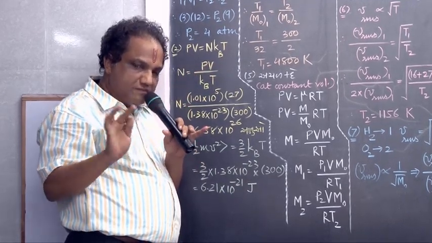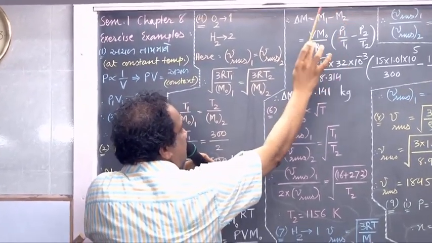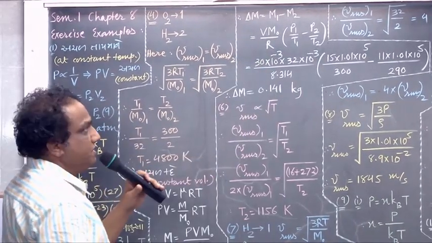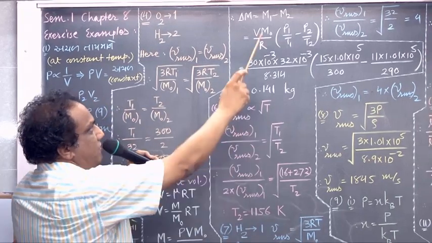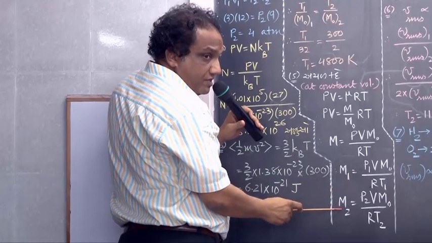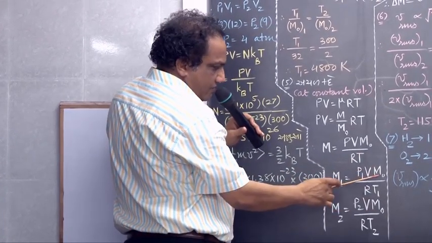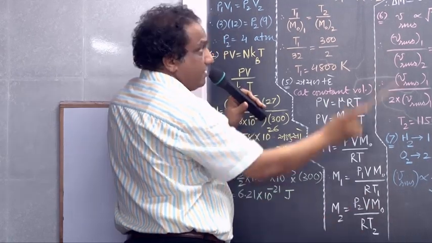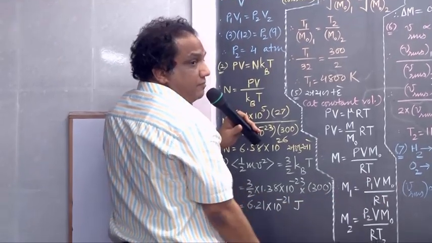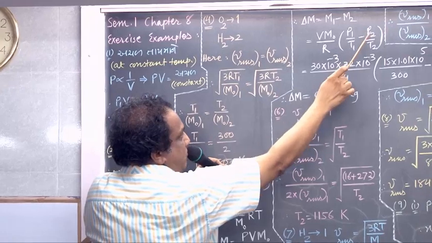Initial mass was M1, final mass is M2. So initial minus final will give the decrease in mass, which is what we want to find. Now it is M1 minus M2, so this minus this. Vm0 upon R can be taken common. Inside the bracket, P1 upon T1 minus P2 upon T2.